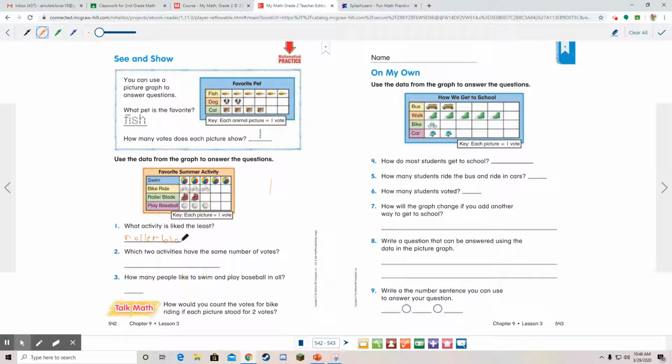Rollerblade. I know your handwriting will be much better. Which two activities have the same number of votes? You go back up. We remember the bike ride has 3 and the baseball has 3. So we'd put bike riding and baseball.